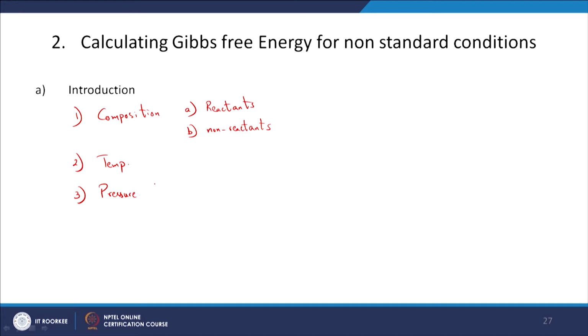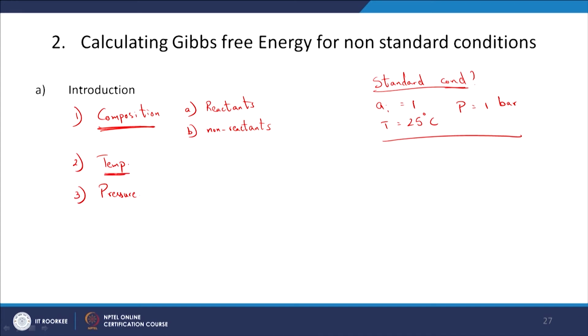Again, if you will remember, what did we define or try to identify when we talked about the standard conditions? We said that when the activity of a compound is equal to 1, the temperature is 25 degrees centigrade, and the pressure is equal to 1 bar, the system is at standard condition. So we are just looking at the three aspects when the system deviates from these three standard conditions. Initially we looked at composition, and now we are going to look at temperature.